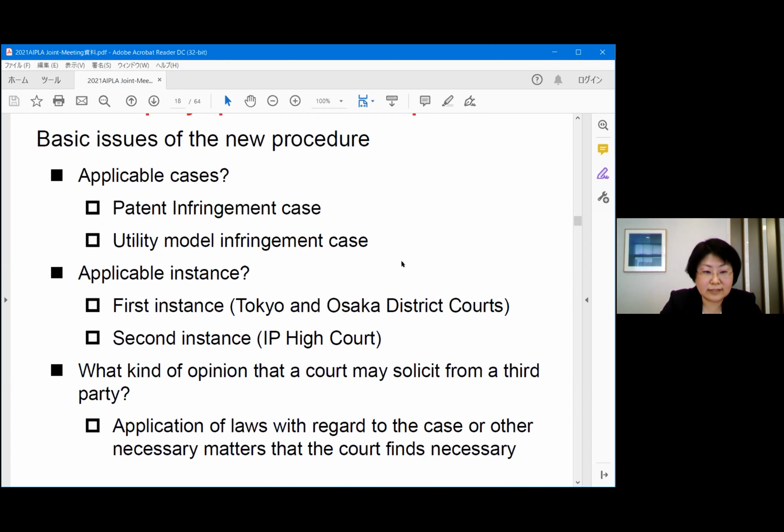The third issue is what kind of opinion that a court may solicit from a third party. Well, according to the bill, the court may solicit opinion about application of laws with regard to the case or other necessary matters that the court finds necessary. In other words, the opinion is not limited to the matter, such as legal issues and empirical rules. And any matter is okay once the court finds it necessary.